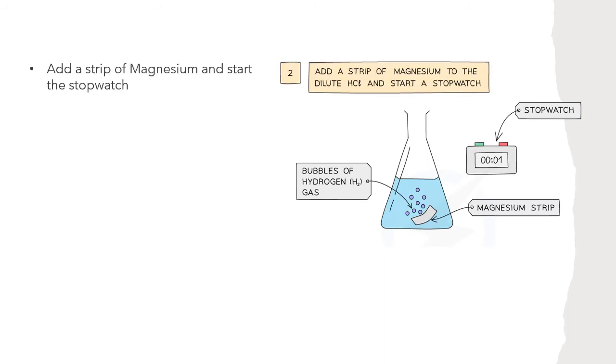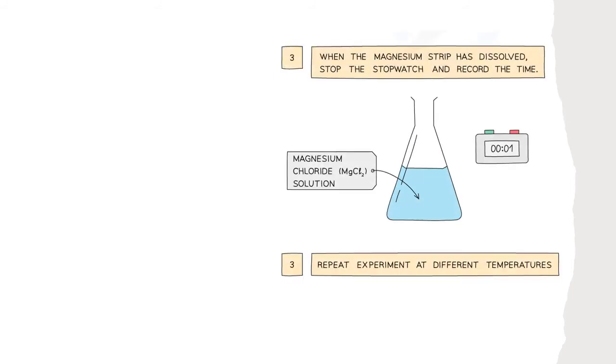Add a strip of magnesium and start the stopwatch. Okay. Bila kita dah setkan temperature of the hydrochloric acid solution tadi, kita nak 30, dah sampai 30, kita akan terus masukkan magnesium strip and dalam masa yang sama we start the stopwatch. Okay. During the reaction we will see a bubble gas produced.